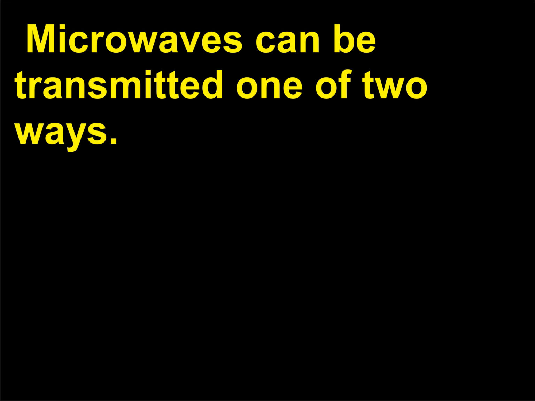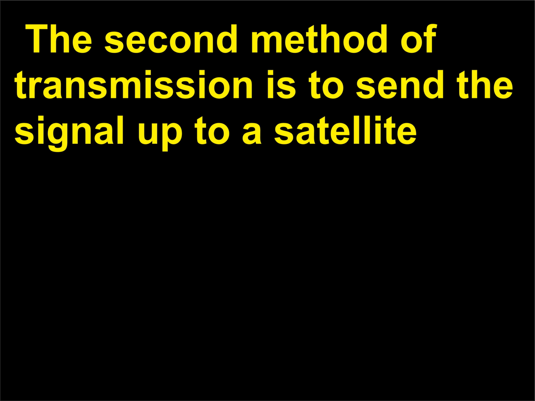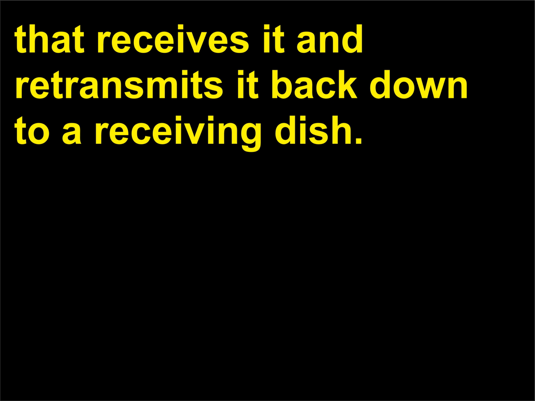Microwaves can be transmitted one of two ways. The first is the line-of-sight approach, where the microwave transmitter is pointed at a microwave receiver. These must be no more than 30 kilometers apart. The second method of transmission is to send the signal up to a satellite that receives it and retransmits it back down to a receiving dish.